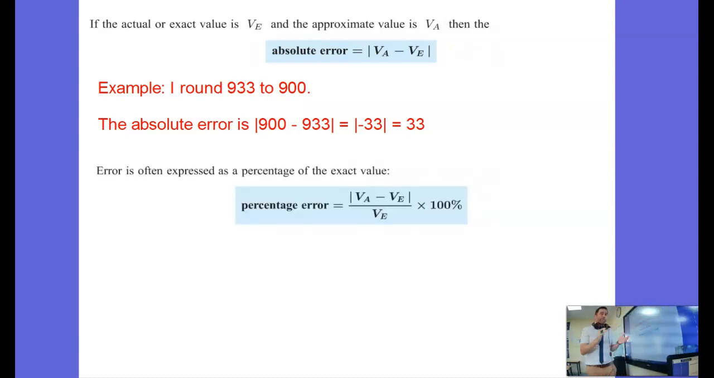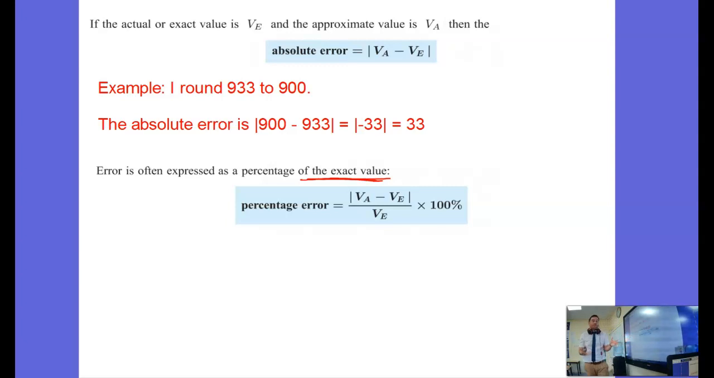Now, we often want to express that as a percentage of the exact value. That part is quite crucial because people do make the mistake of dividing by the wrong thing. It's a percentage of the exact value, not a percentage of the rounded value, a percentage of the exact value.